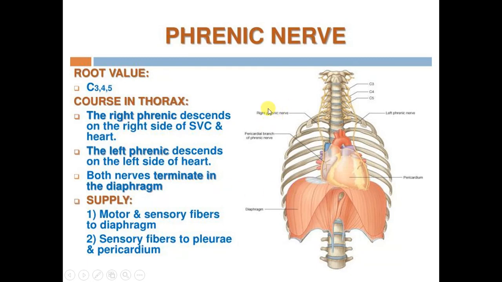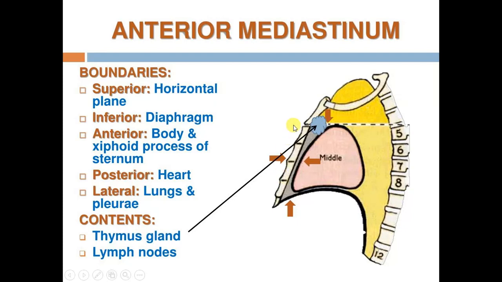Then is the phrenic nerve. It has a root value of C3, C4, and C5. There are two nerves, right and left. The right phrenic nerve descends on the right side of the superior vena cava and the heart. The left descends on the left side, and both nerves terminate in the diaphragm. They supply the diaphragm, both sensory and motor. We will discuss these nerves in detail later on.